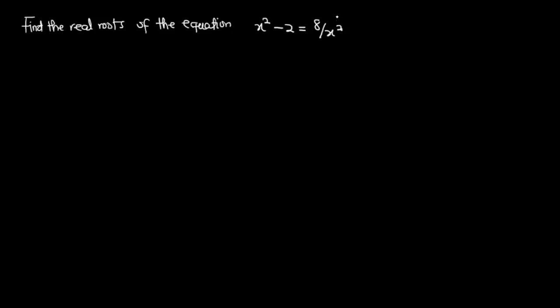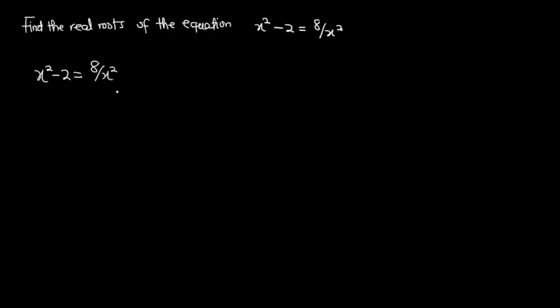So we have to find the real roots of the equation x squared minus 2 is equal to 8 on x squared. Alright, so let's go ahead and try to find the roots of this particular equation. So we have x squared minus 2 is equal to 8 on x squared.